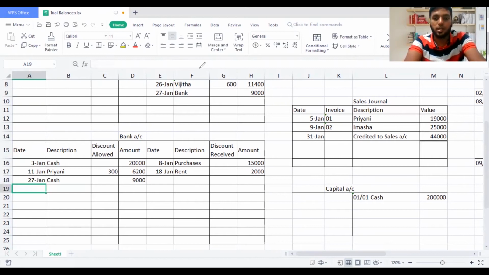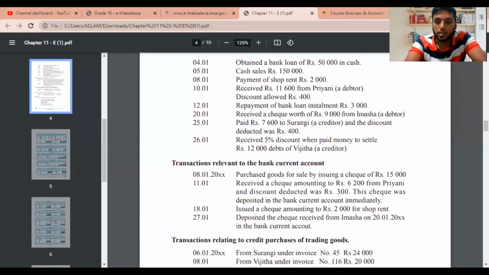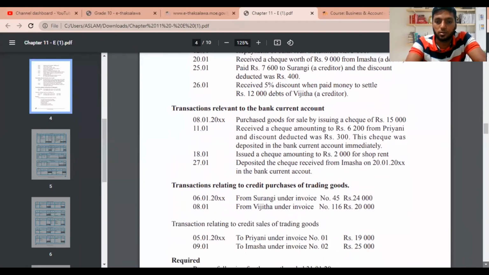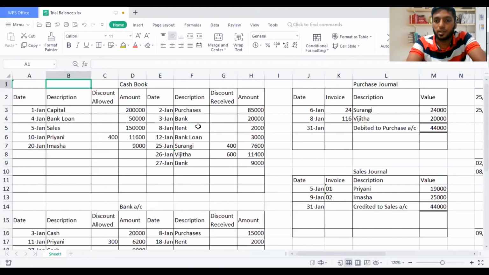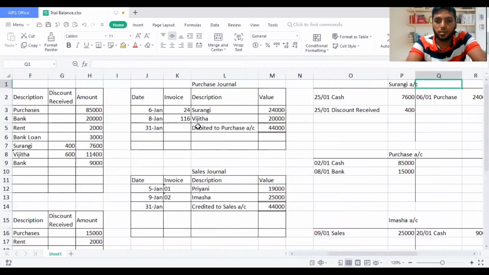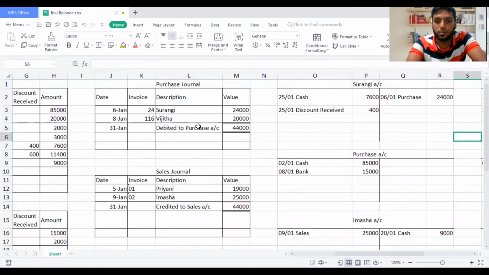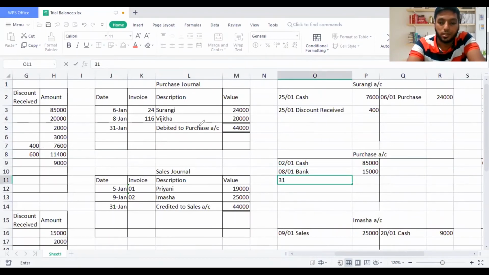I hope I have recorded everything the correct way, but I have one more thing to record. What's that, guys? I have recorded everything properly in the books, even credit purchases and sales. But then I need to transfer the credit purchases and sales amounts to the correct entry. Like I said, in the purchase journal, debited to the purchase account, but I didn't debit that. I'm going to debit it. It's on month end, 31st January.